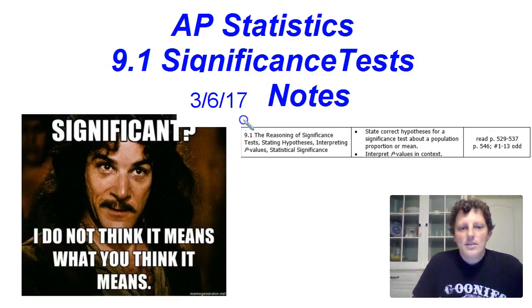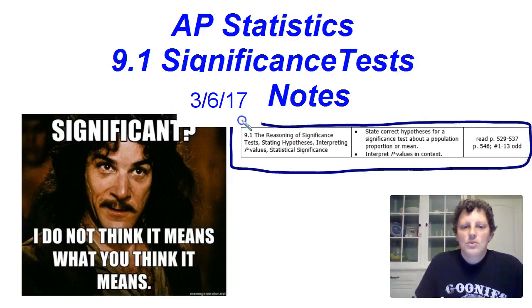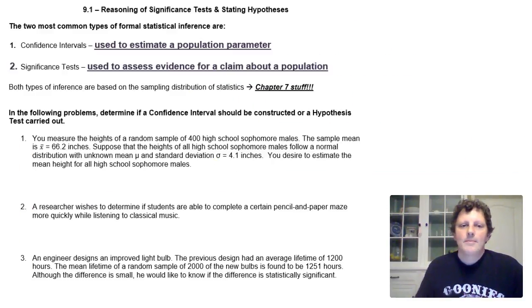So after you finish this video and you get the notes, this is the section that you should start working on. This is kind of like your first homework assignment for this chapter. Just the part for 9.1 of stating correct hypotheses, interpreting p-values, reading and adding to your notes from these pages, and then working on 1 through 13 odd on page 546.